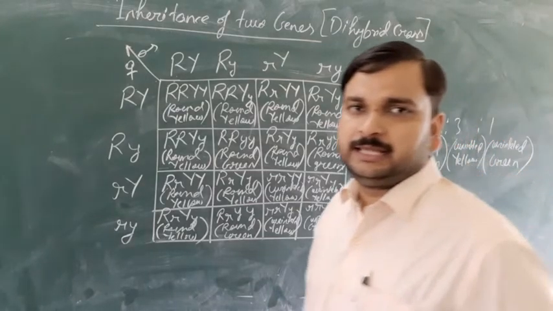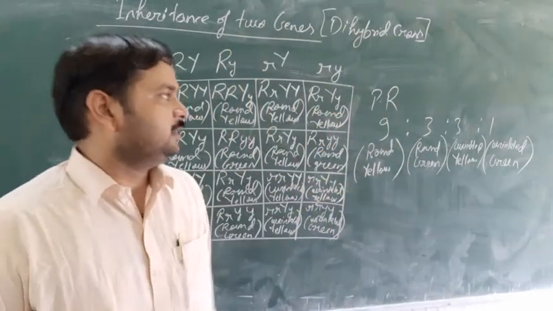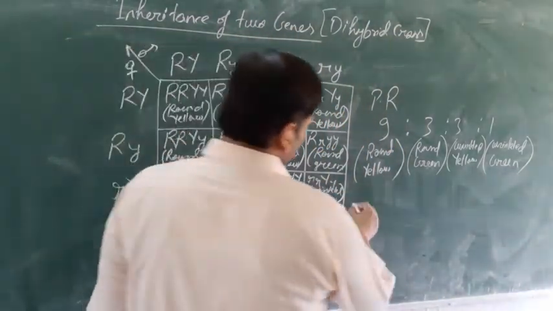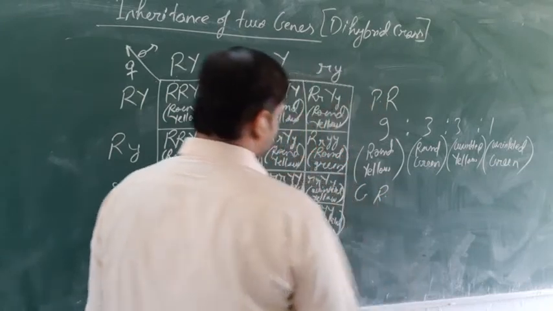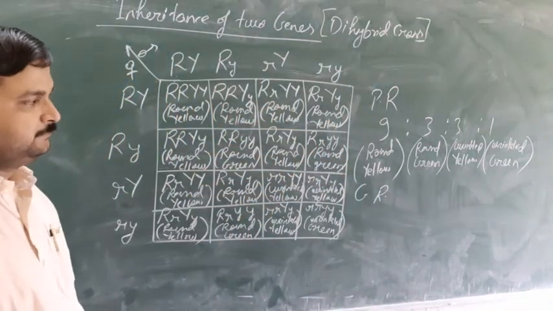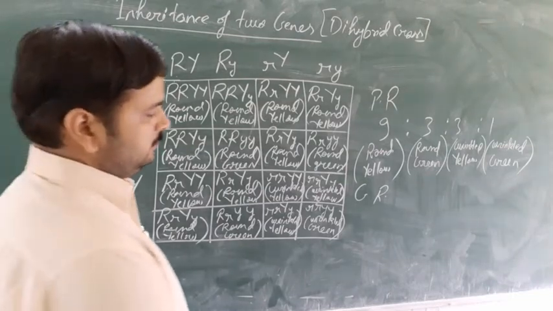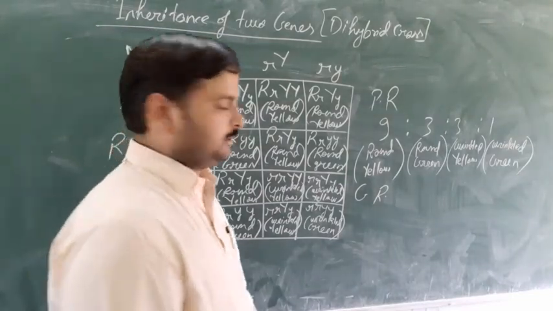So you can see here, this is the phenotypic ratio. The genotypic ratio will be a little complicated since many possible genotypes are there, but that I will simplify for you. That trick is there.